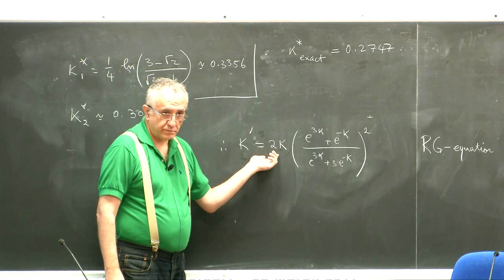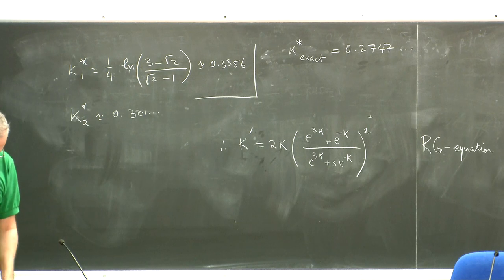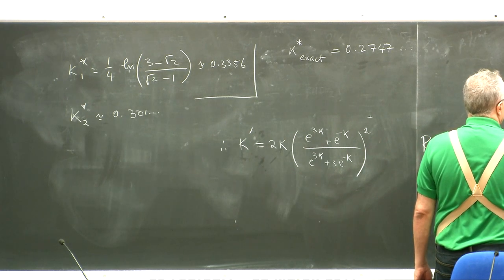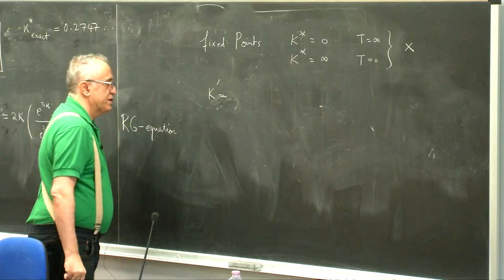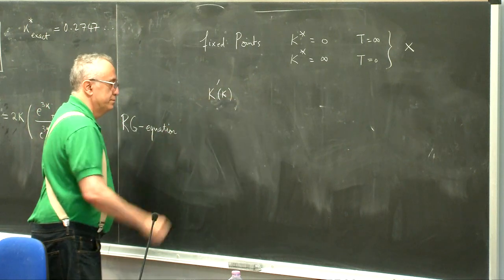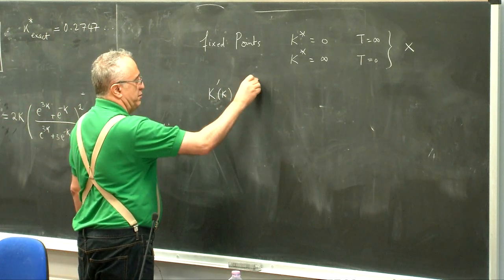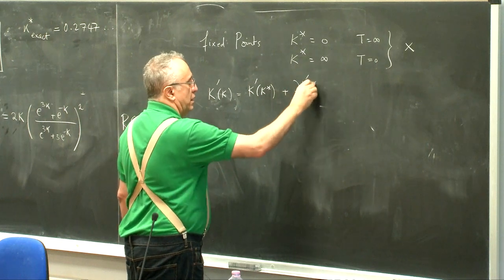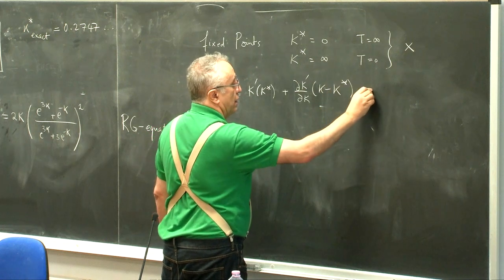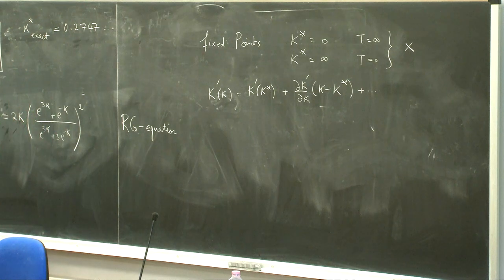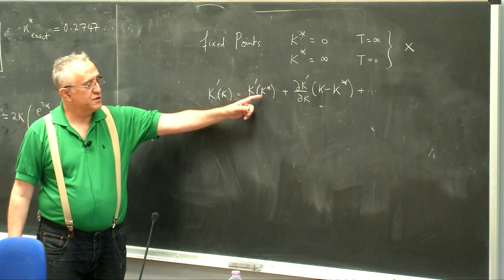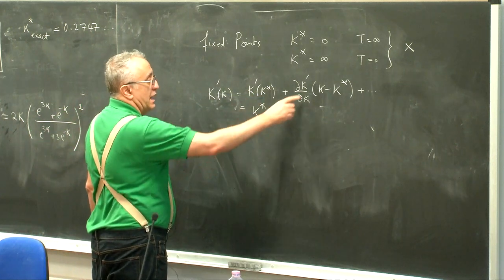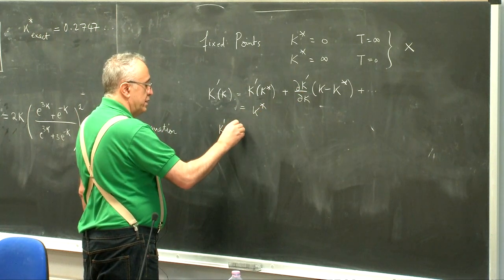Okay, what I can do next is to take a derivative of this term. Let's do this precisely. So k prime is a function of k. I write k prime as a function of k star, and expand around here. However, k prime at k star is k star itself, because that's the fixed point. And this equation can be reorganized in this shape.